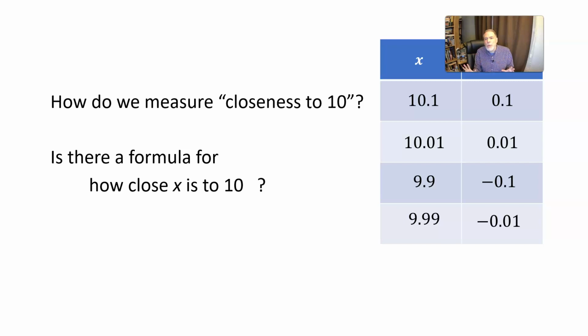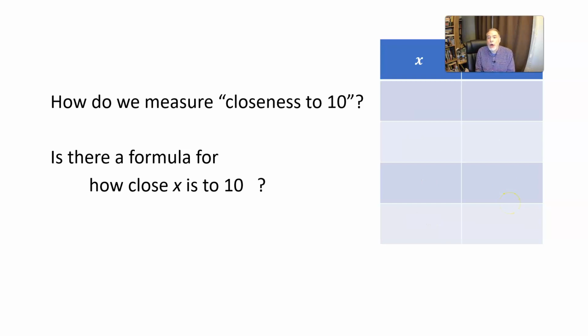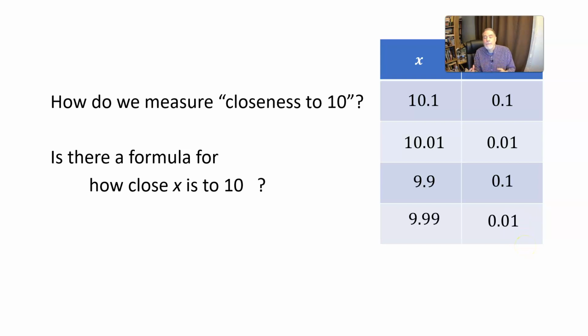What if that's not what we want? What if we only care about how far that number is from 10 in either direction without worrying about whether it's bigger than 10 or smaller than 10? So we want our distances from 10 to all be positive numbers. Well, to accomplish that, we can just take the absolute value of x minus 10. And that way, it's always going to give us a positive number that tells us how far away x is from 10.